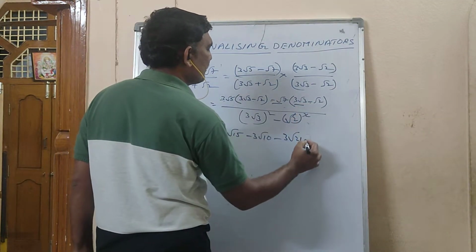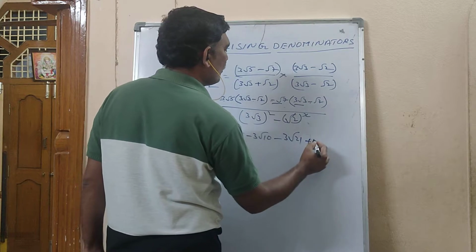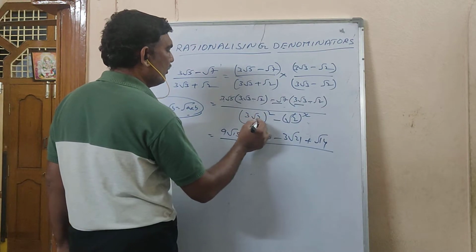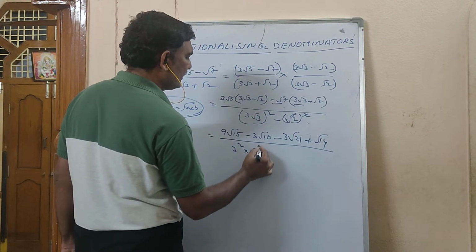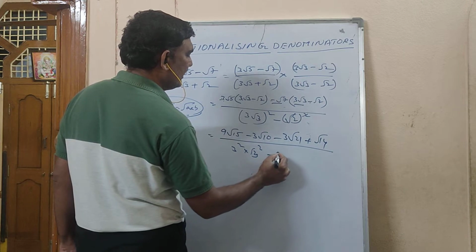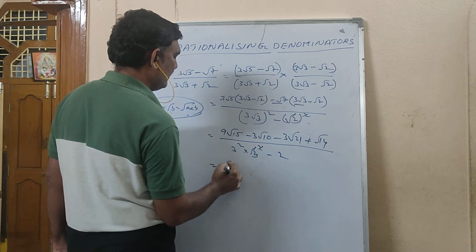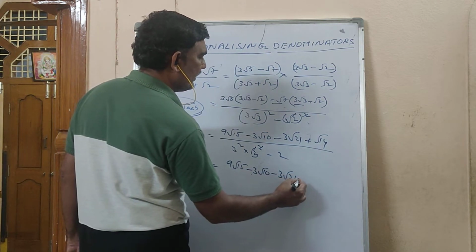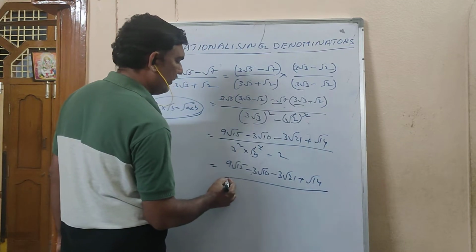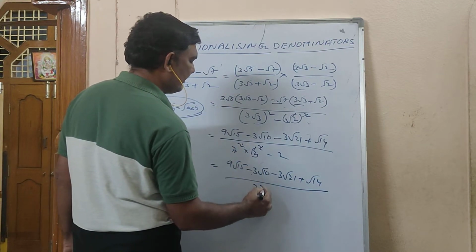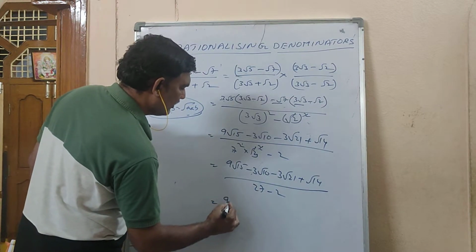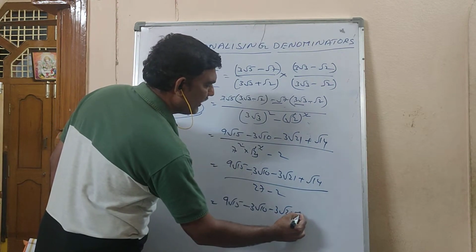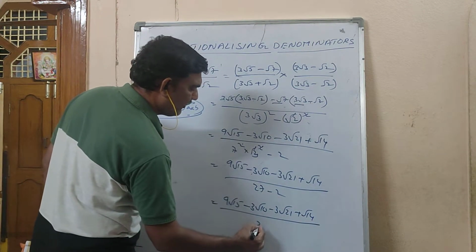Next, minus into minus plus root 7 into root 2, root 14, divided by, this square belongs to both sides, 3 square into root 3 square minus 2, square root cancel. 9 root 15, 3 root 10, 3 root 21, root 14 by 3 square is 9, 9 3s are 27 minus 2, that is 25. 9 root 15, 3 root 10, 3 root 21, root 14 by 25 is the answer.